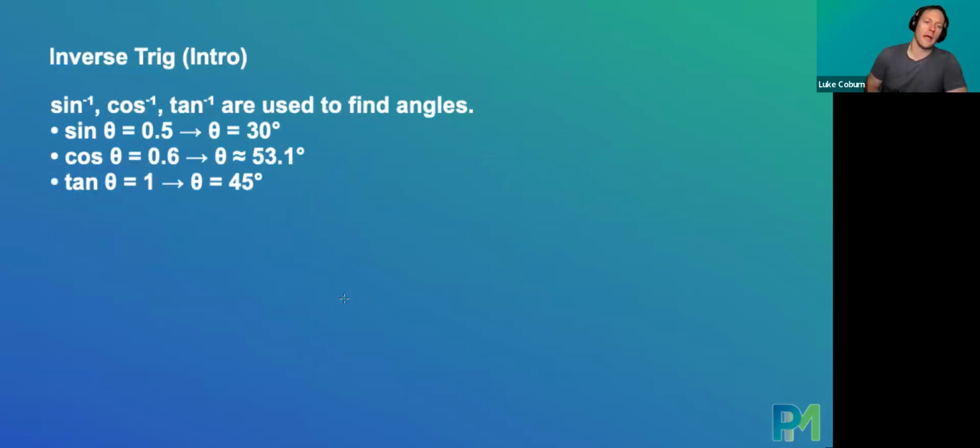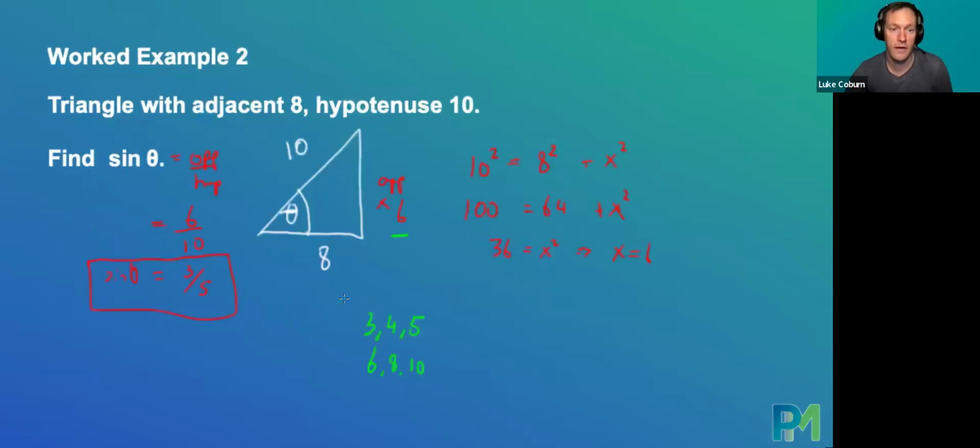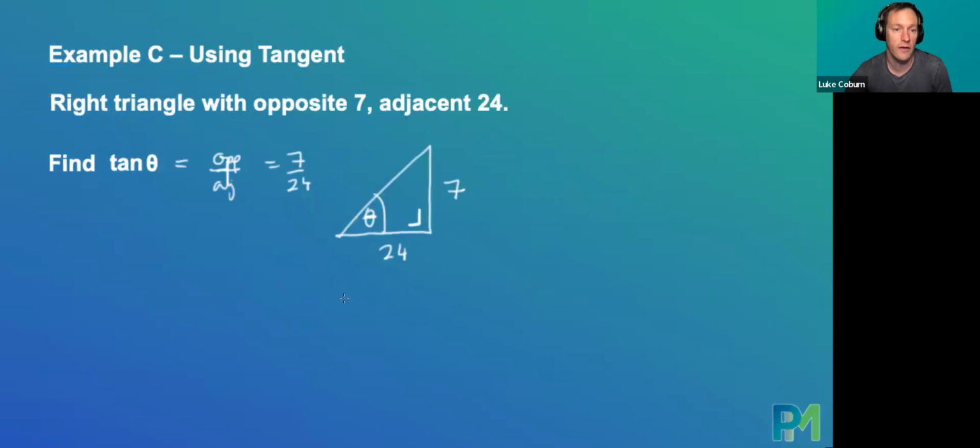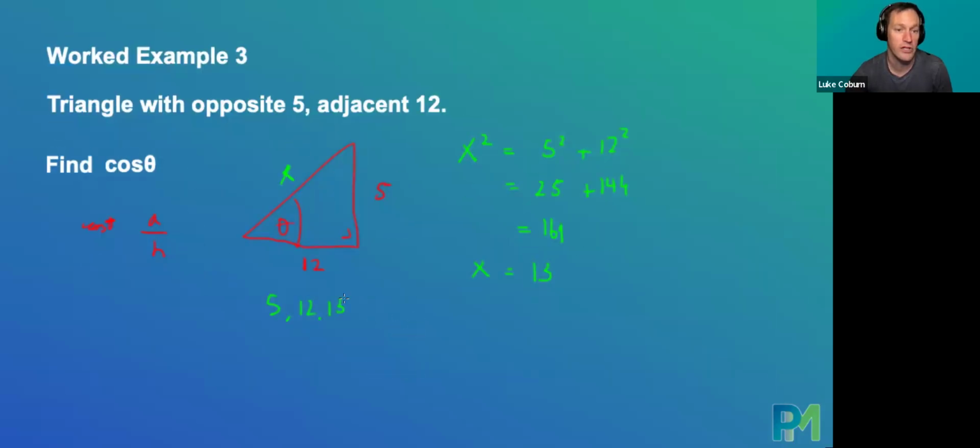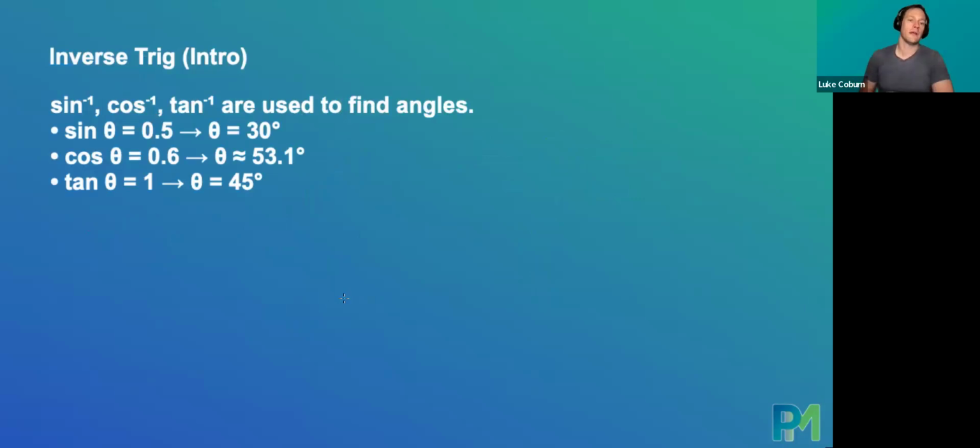Okay, so what we were doing so far was basically just finding cos theta, sine theta, and tan, which is just finding those ratios. But now, if we have that sine of theta is equal to a half, how do we recover the angle from that? And if we have that cos of theta is equal to 0.6, how do we recover the angle from that?